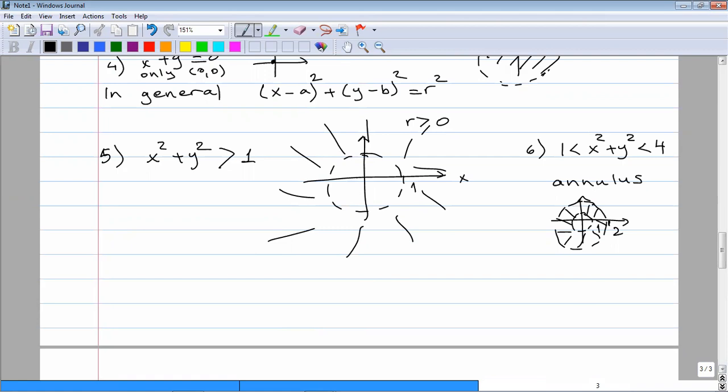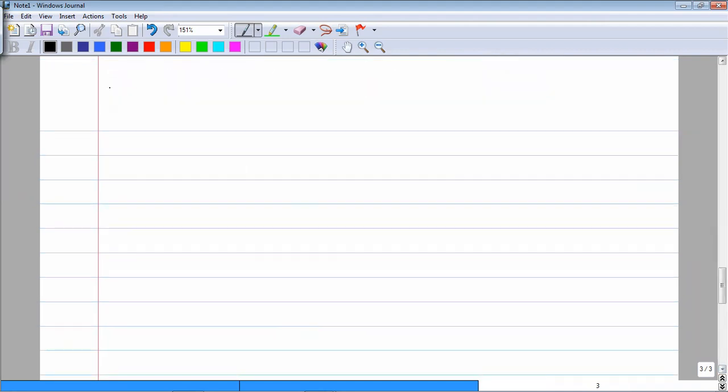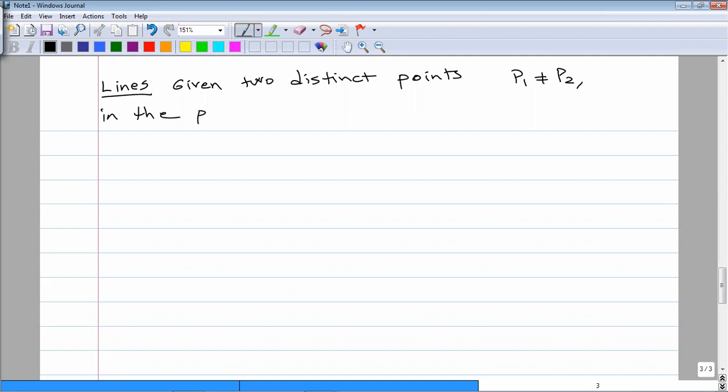Another type of curve that we are going to encounter frequently is a straight line. Given two distinct points, P1 different from P2 in the plane, they determine a unique line.